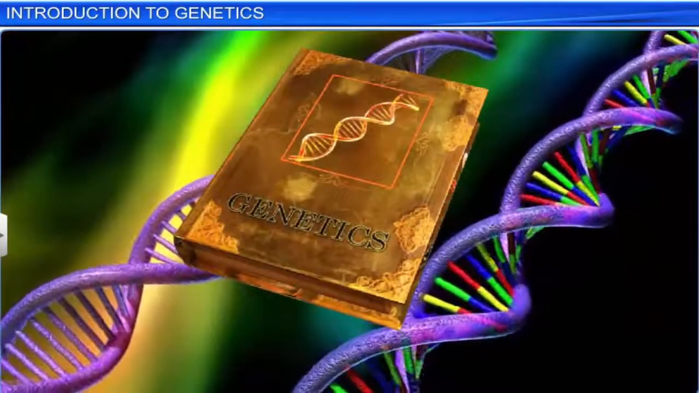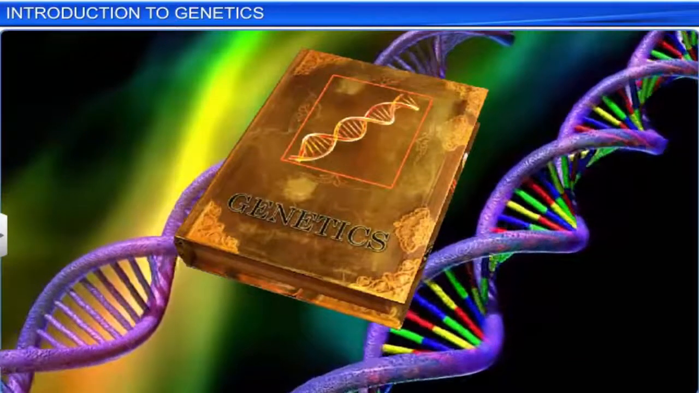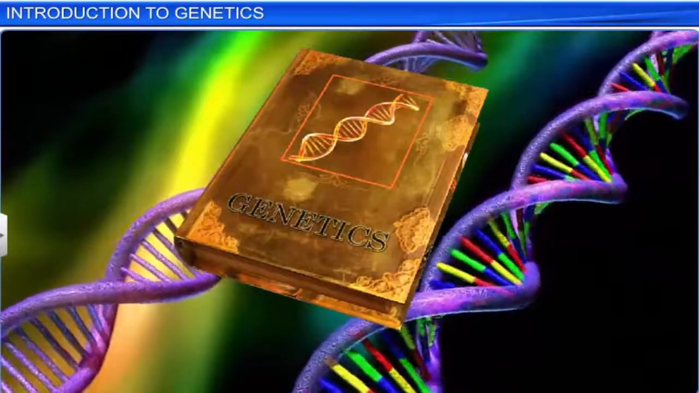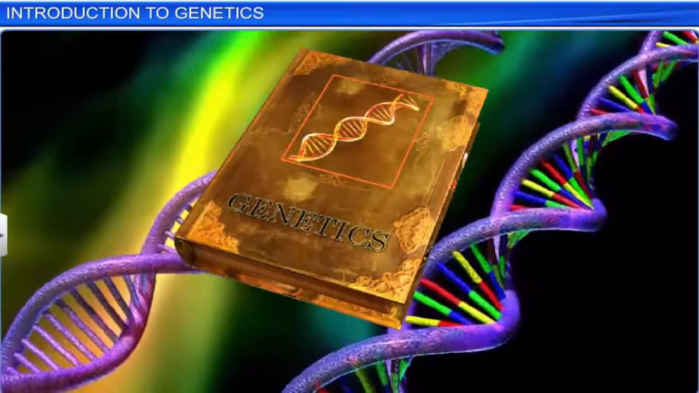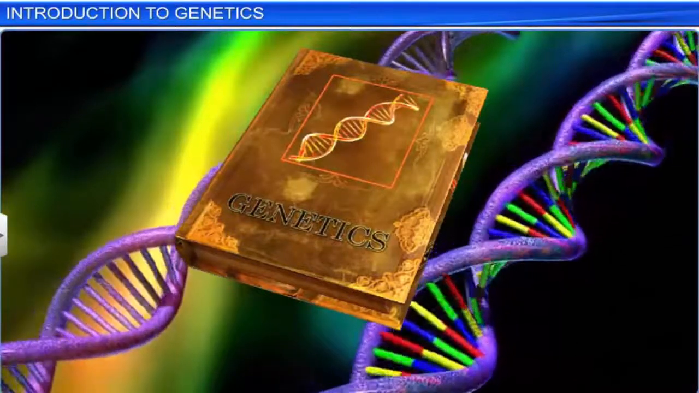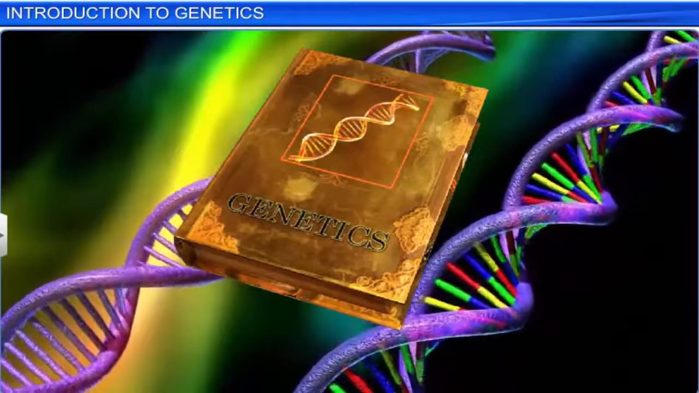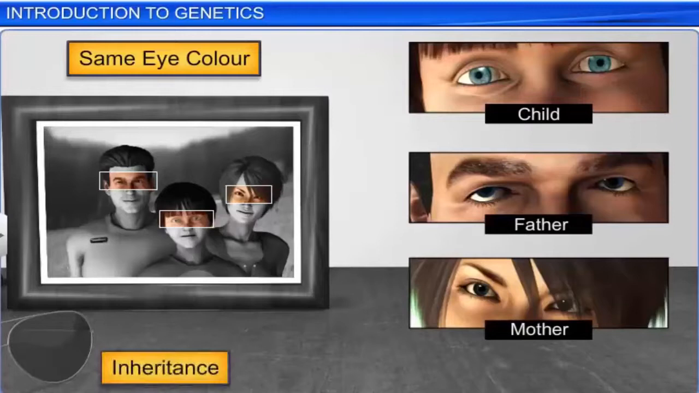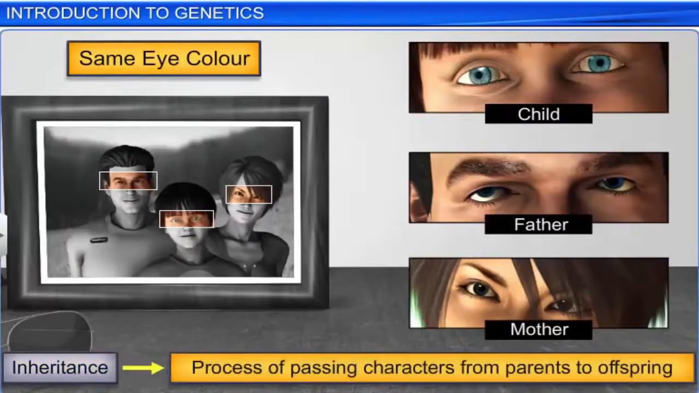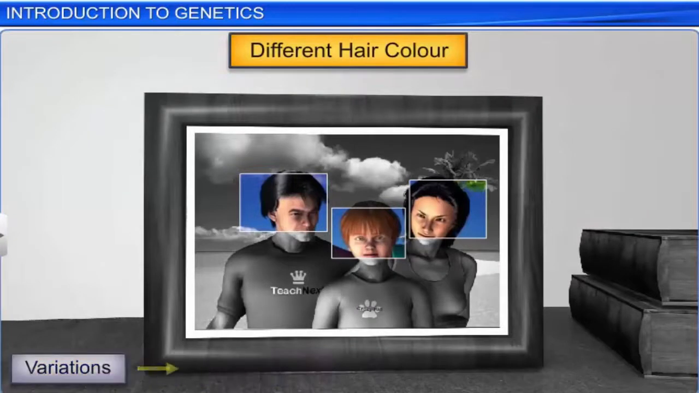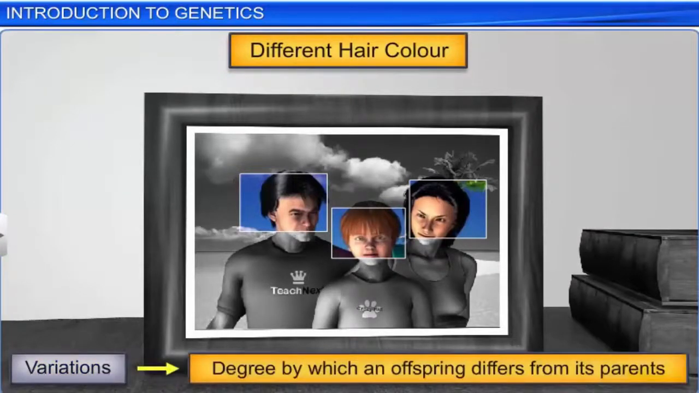The answer to this and several related questions are dealt with in genetics, a branch of biology that studies inheritance and variations in characters among related organisms, largely in their evolutionary aspects. Inheritance is the basis of heredity. It is the process of passing characters from parents to offspring. Variation, on the other hand, is the degree by which an offspring differs from its parents.